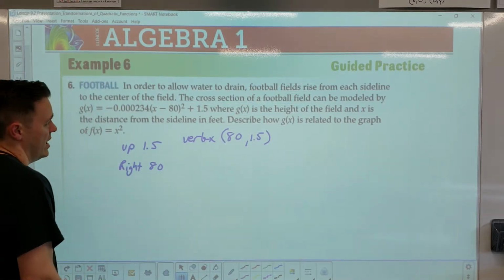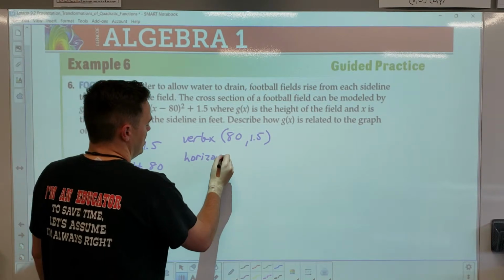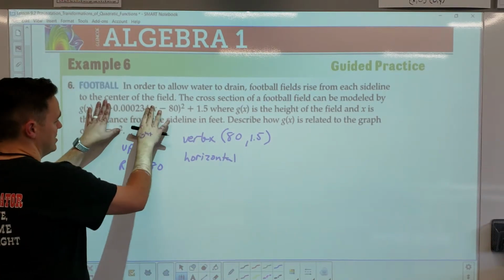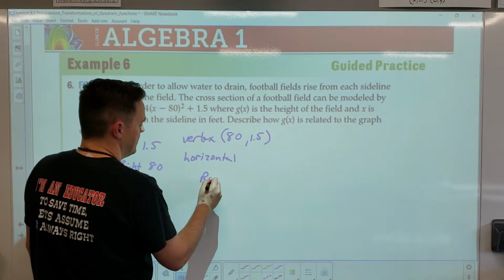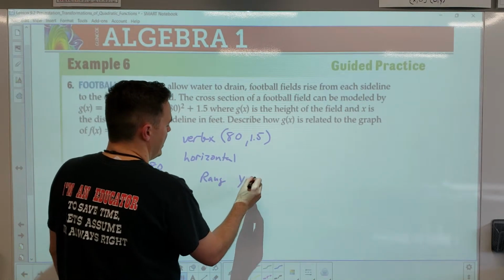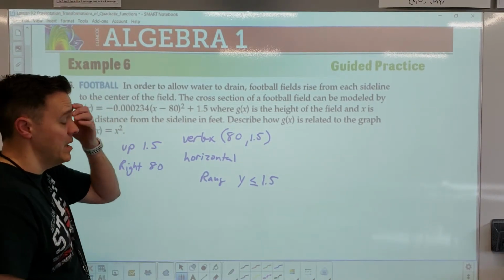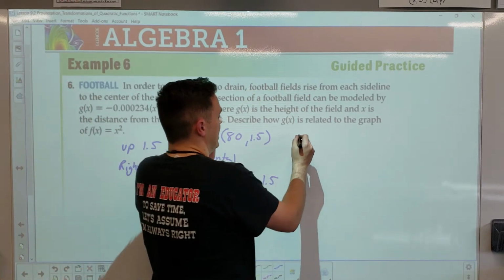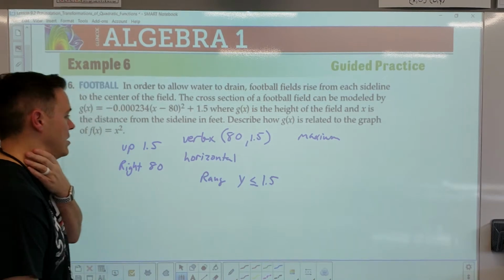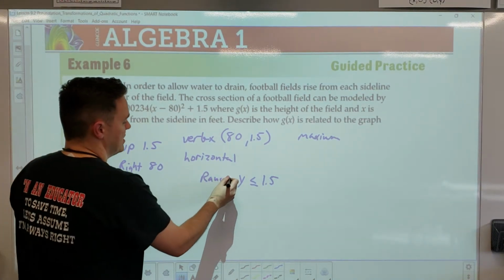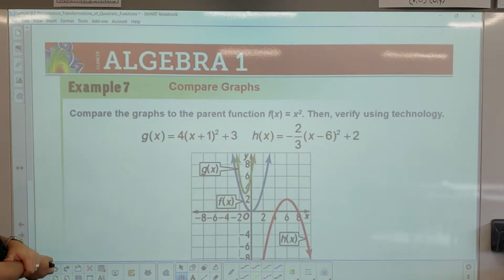And then I also know that it is a horizontal stretch because this value here is less than 1. I do know it goes upside down, and so my range is going to be y is less than or equal to 1.5, okay? Because the graph actually is going to be a maximum. And then I'll write that in there too, it's a maximum point. Sorry, bad handwriting. If you guys have any questions on this, please let me know. But what I want to make sure you guys understand is how things relate to x squared.